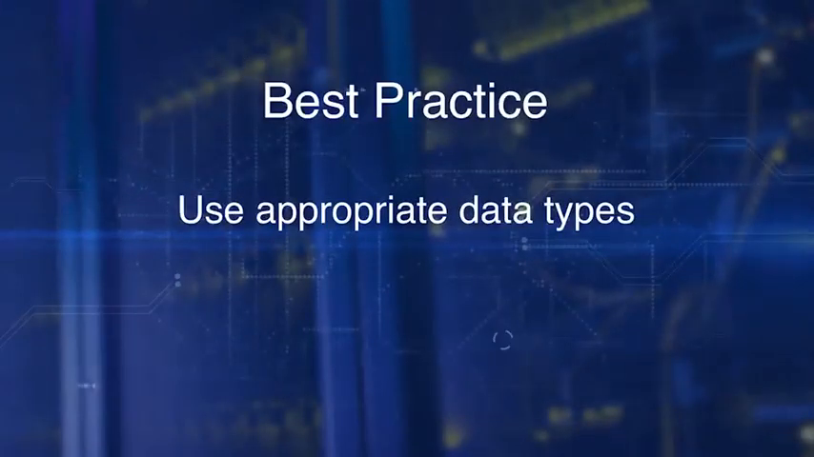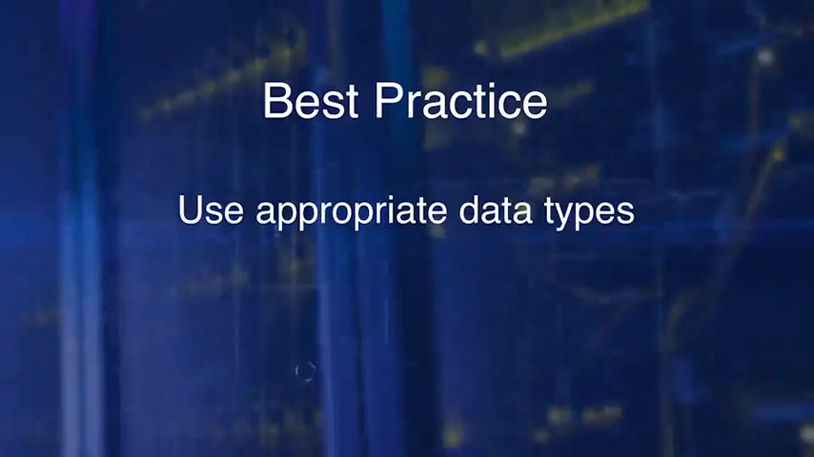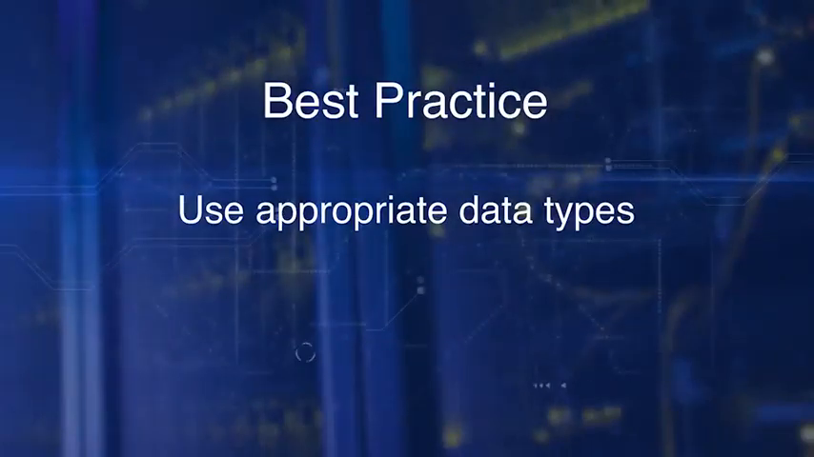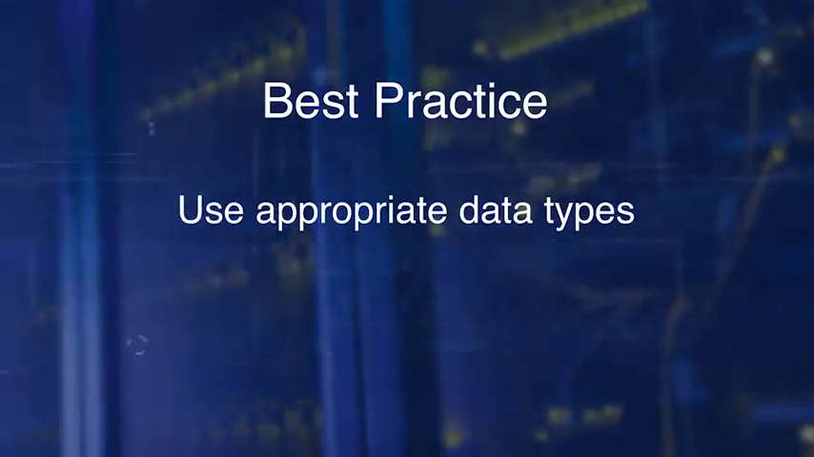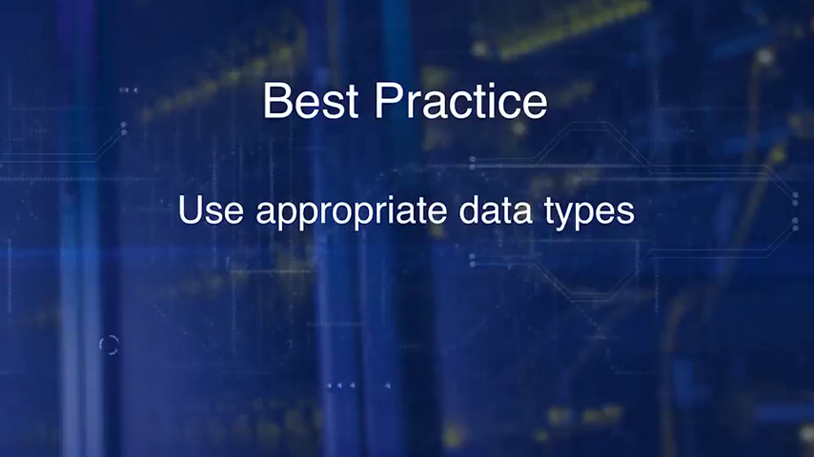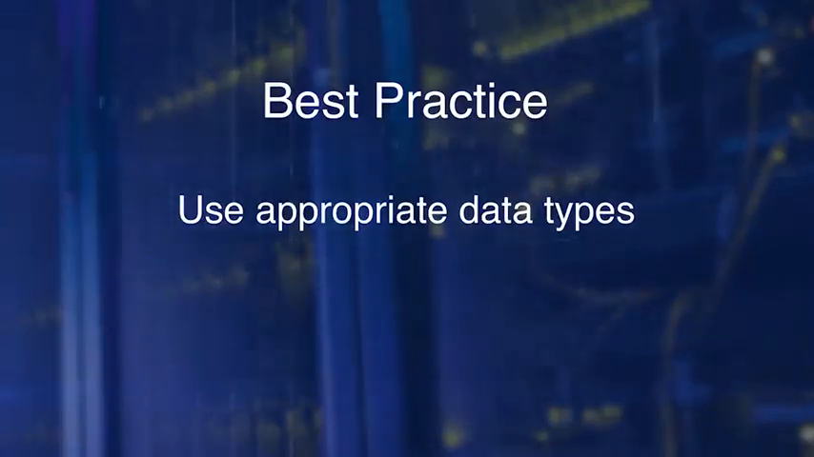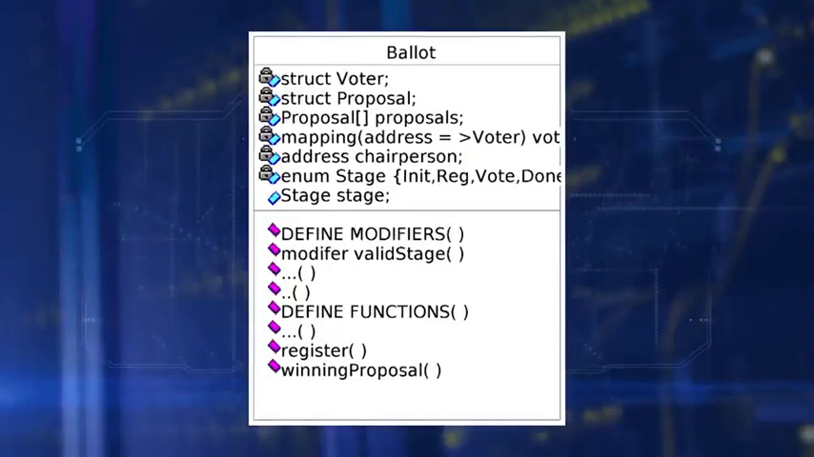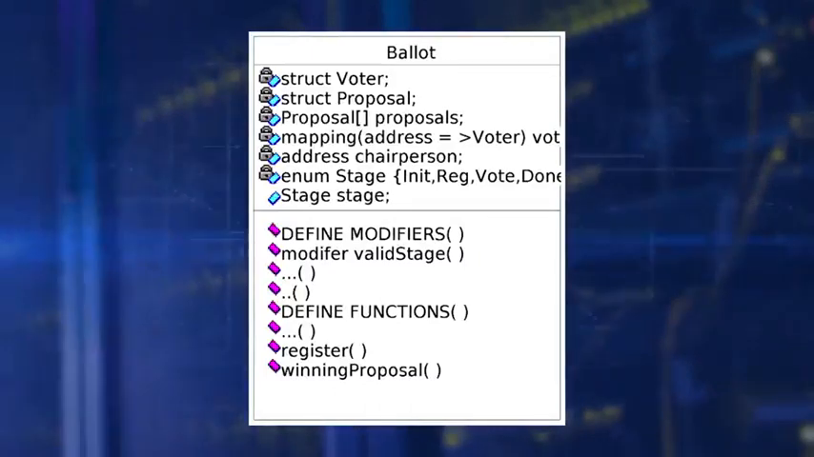Let's continue our discussion on best practices. Use appropriate data types. Understand that Ethereum Virtual Machine is a 256-bit processor optimized for integer computations. It has a stack machine for execution with a limited set of opcodes. Consider the ballot example discussed in the last module. For example, a variable proposal name of string type can be expensive since a string in a smart contract is a dynamic sized variable. So how can we address this issue?